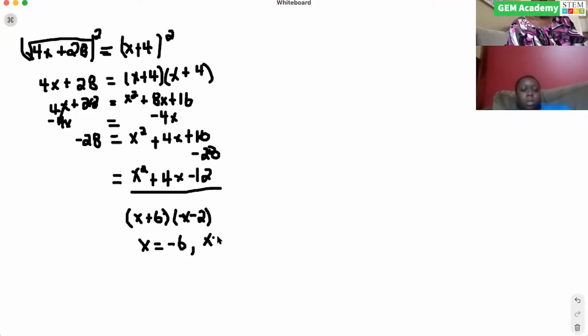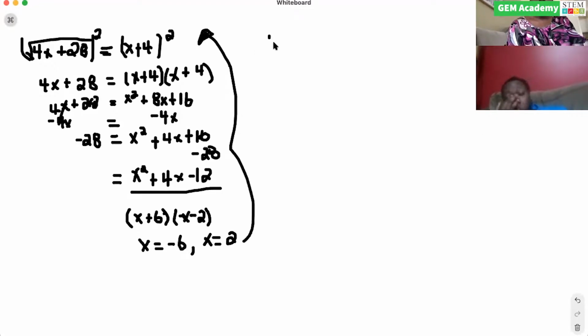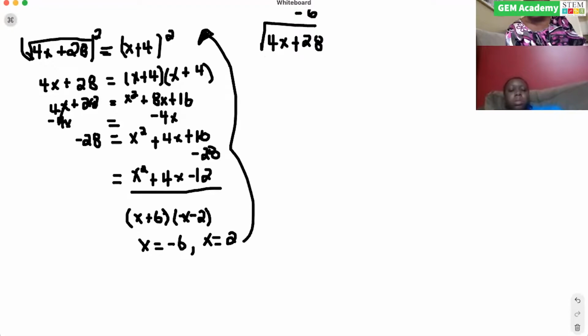But the question is, is this true? You have to check it. So you go back and plug those answers into the original equation. The original equation is the square root of 4x plus 28, under the square root. This is my side where I check minus 6, and this is my side where I check 2, is equal to x plus 4. I'm going to plug minus 6 and 2 where the x is.